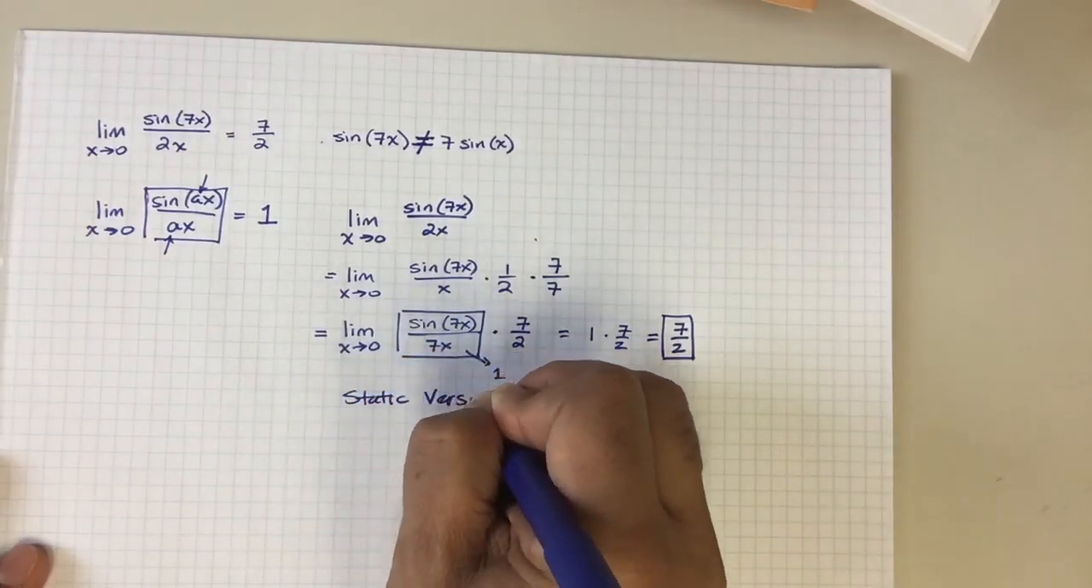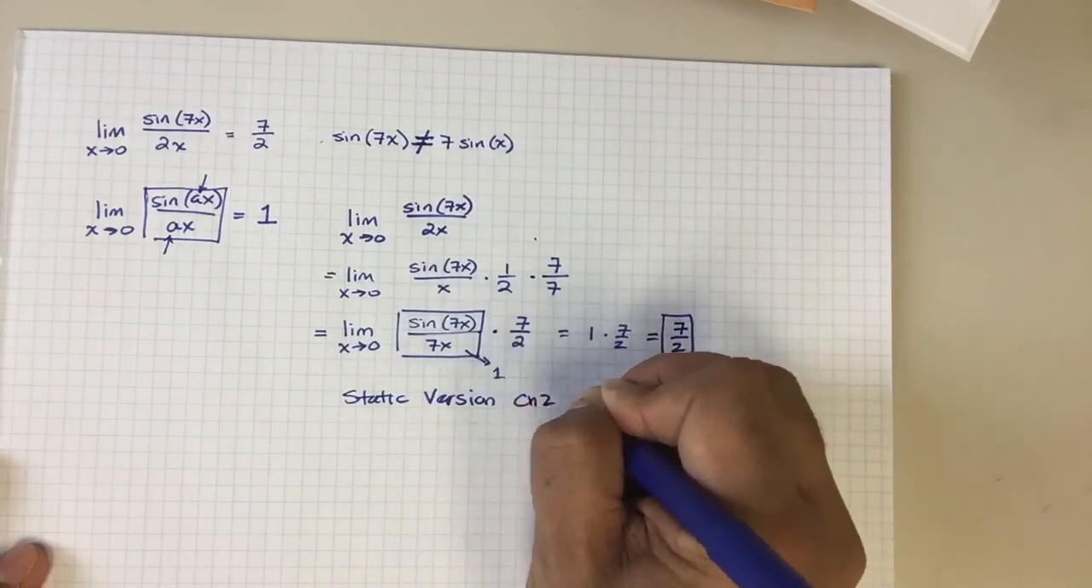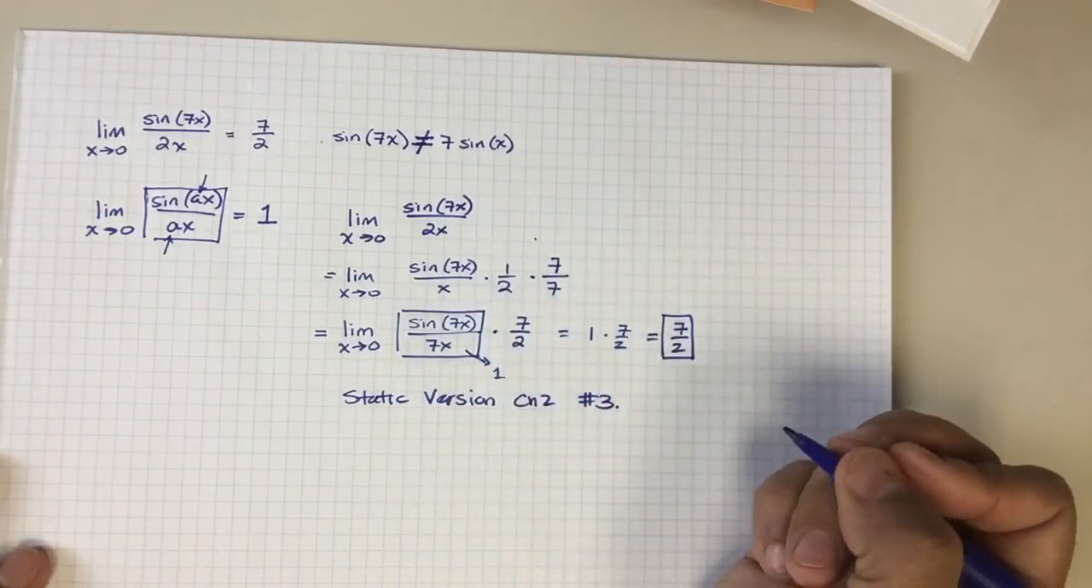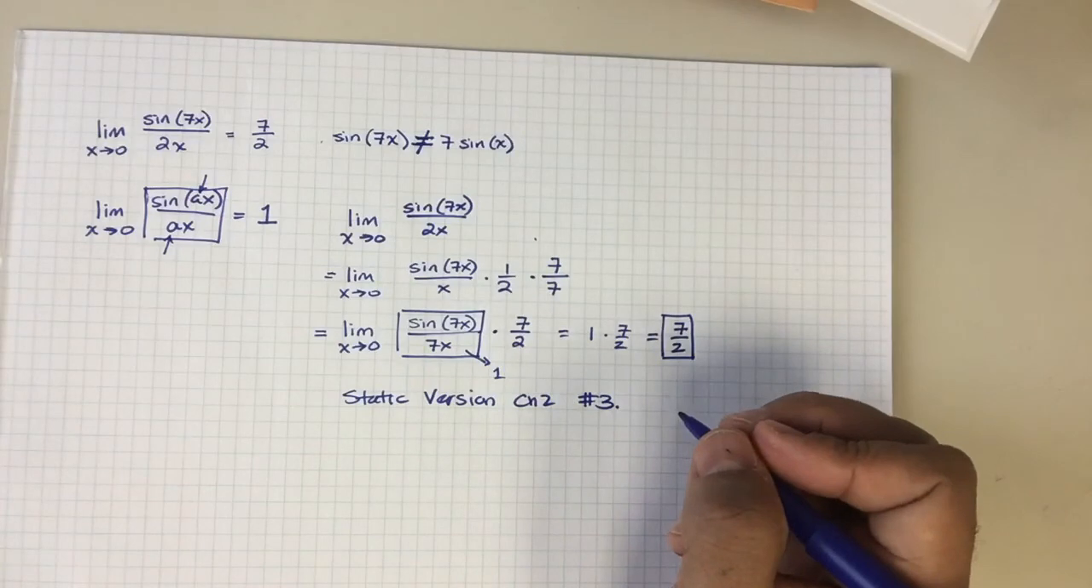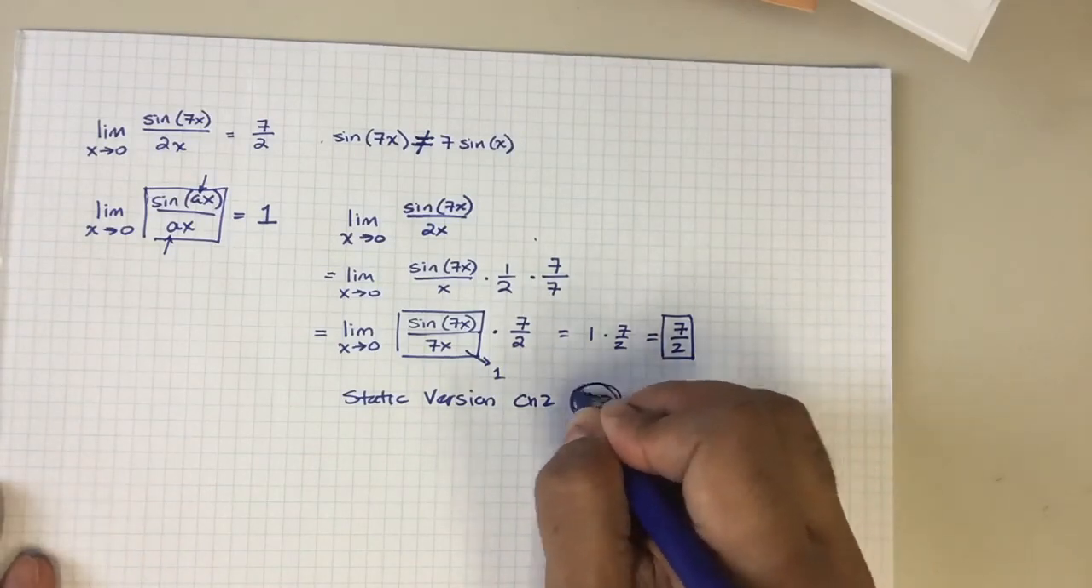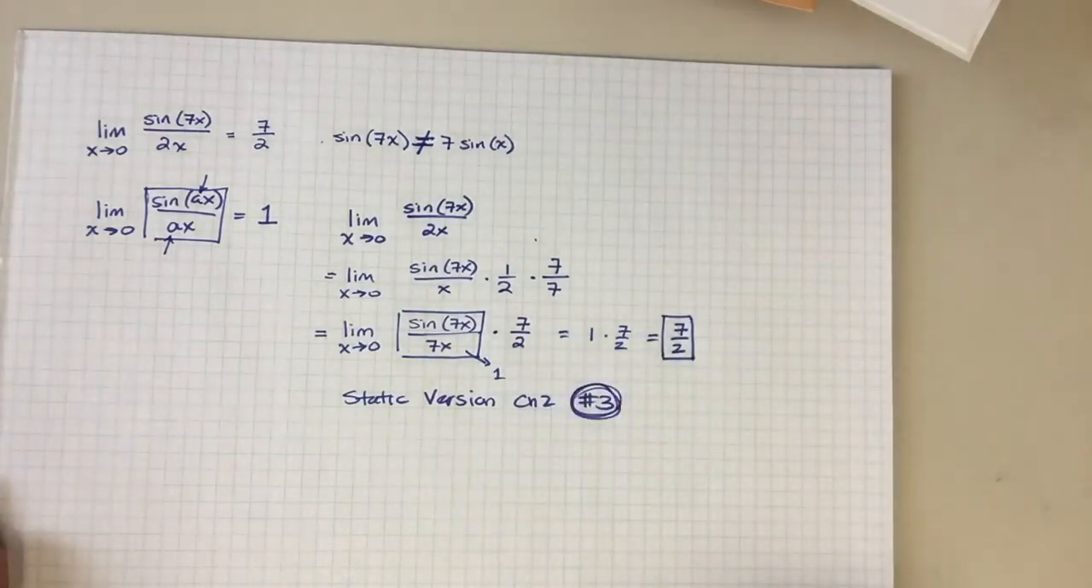If you still don't understand it, there's another example in the static version of the Chapter 2 practice, the solutions to the Chapter 2 practice. It's problem number 3. You can look up in practice tests in our Blackboard site and find that solution to problem number 3 from the static version of the Chapter 2 practice test.